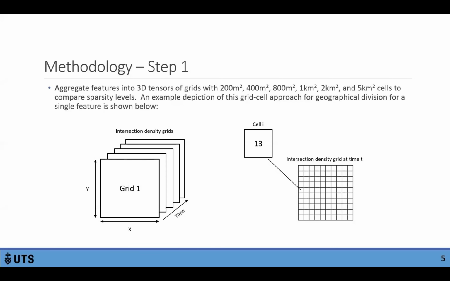The first step is to aggregate the features into 3D tensors of grids with 200 meter, 400 meter, 800 meter, 1 kilometer, 2 kilometer, and 5 kilometer squared size cells to compare sparsity levels. For example, here we can see how intersection density is aggregated. Here, each grid represents the LA district at a certain time step, and in each grid, there are cells which each contain the intersection density value for that specific subsection of the study area.